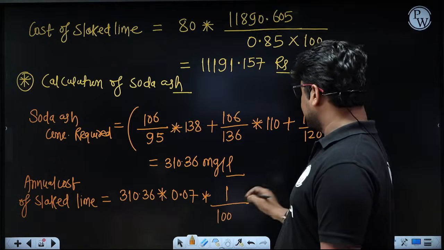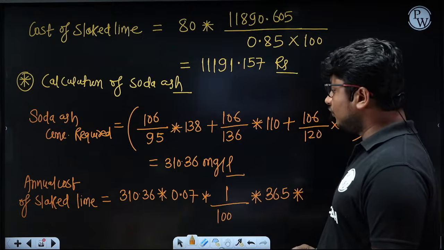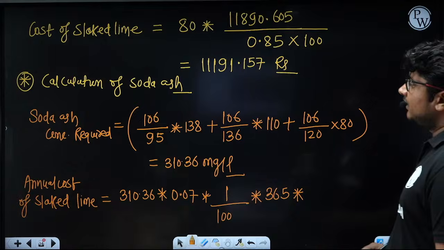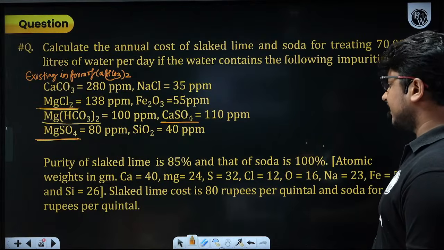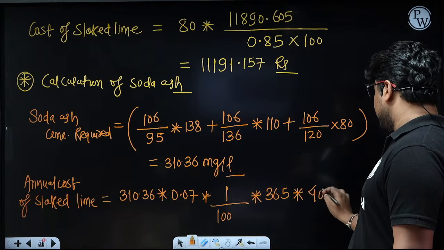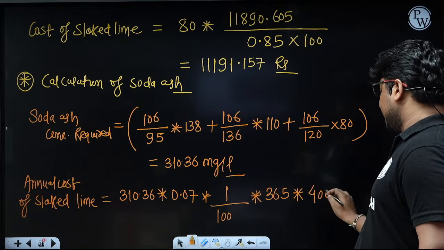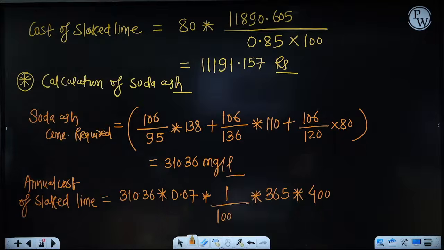Now, 365, because I want the annual cost of slag lime. And what is the cost per quintal for the slag lime? It is 400 rupees. Check whether I have taken all the data or not.